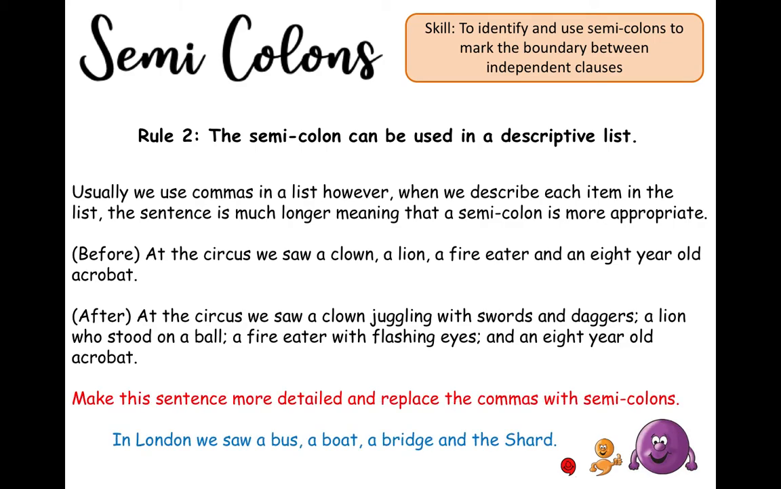Now I'd like you to have a go at making this sentence more detailed, and you're going to replace the commas with semicolons. So the original sentence is, in London we saw a bus, a boat, a bridge and the Shard. Now I'd like you to add more details about those different nouns, and I'd like you to replace the commas with semicolons. If you pause the video here and have a go at that activity.